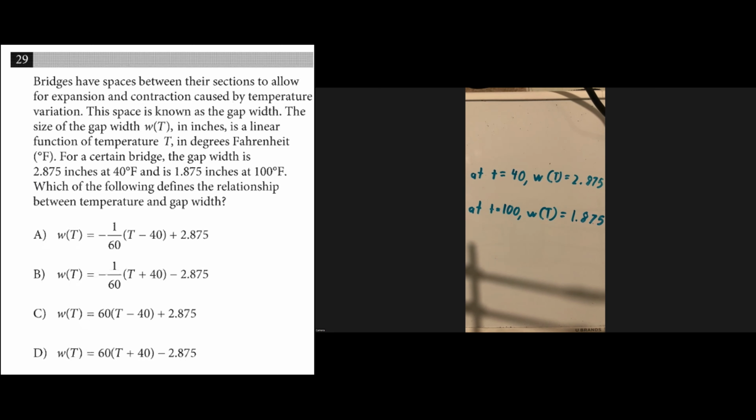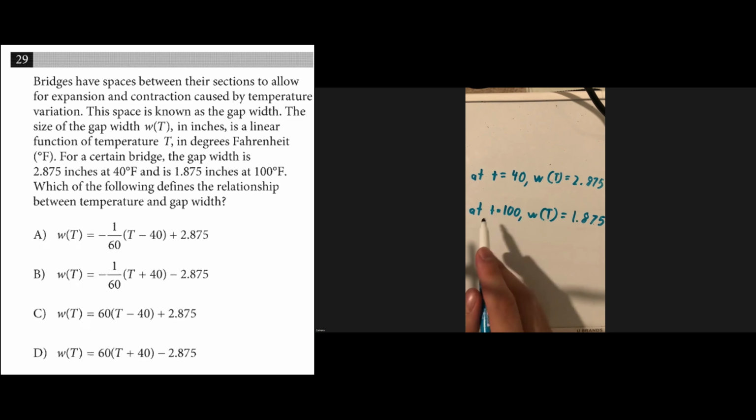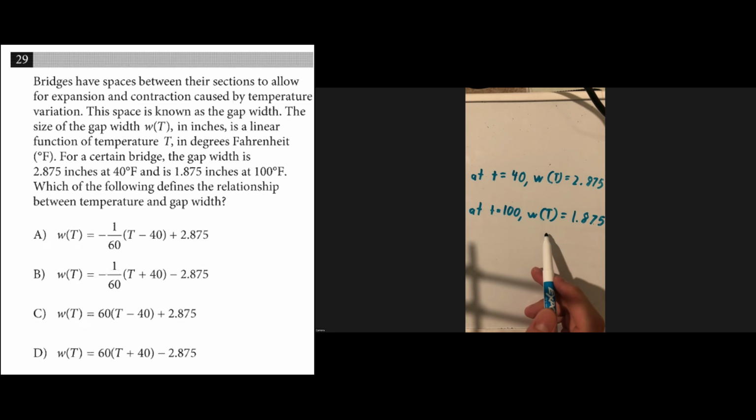Okay, so for this one, we're given two major pieces of information: when the temperature is 40 degrees Fahrenheit, the gap width, or W of T, is equal to 2.875 inches, and at a temperature of 100 degrees, the gap width is 1.875 inches. And since there's only two variables, you can actually plug these in.